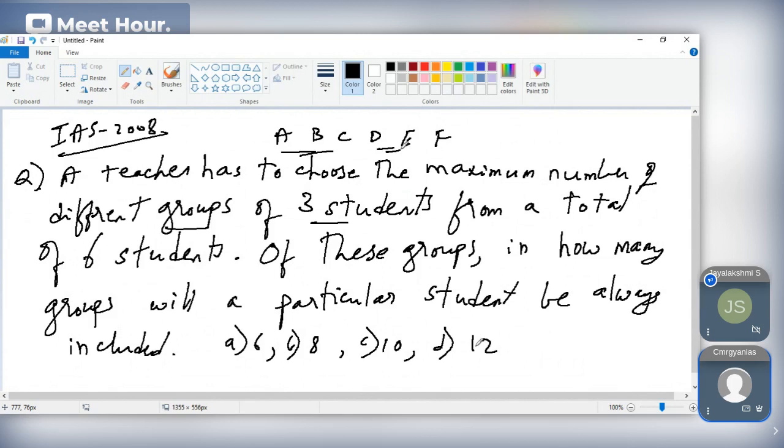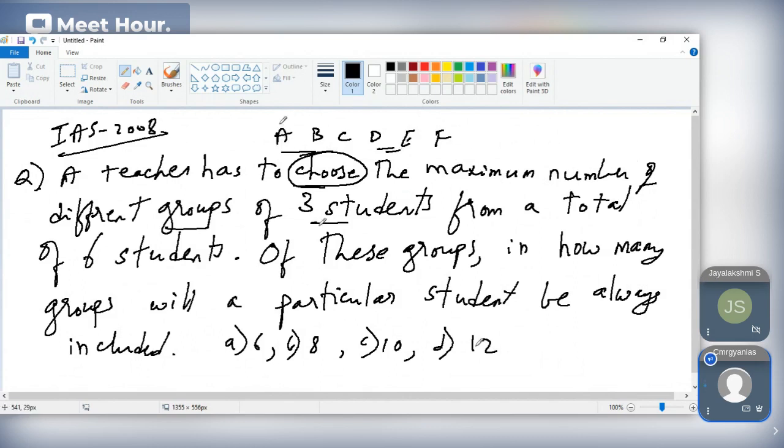Question about combination, right, sir? You tell combination or permutation. Yes, it is definitely combination only. Because if the word "choose" comes with selection, that means combination. See, we can do it very simply.